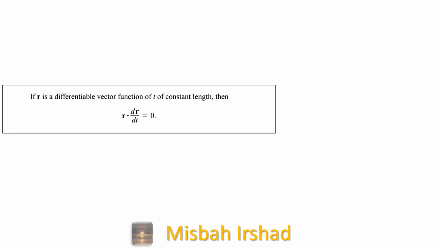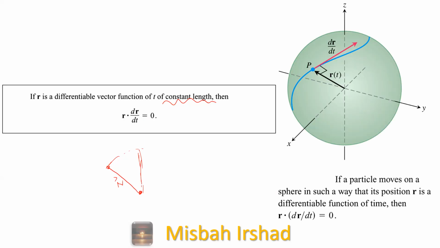There is an observation or a rule, you may say: if r is a differentiable vector function of t of constant length. Constant length means the length of the position vector remains the same at every point on the curve. If this happens, then r dot dr by dt is equal to 0. And this can happen along circular paths.